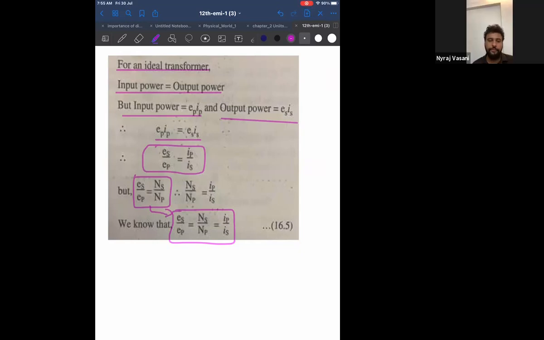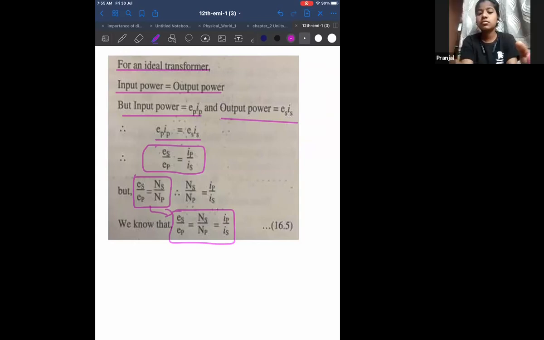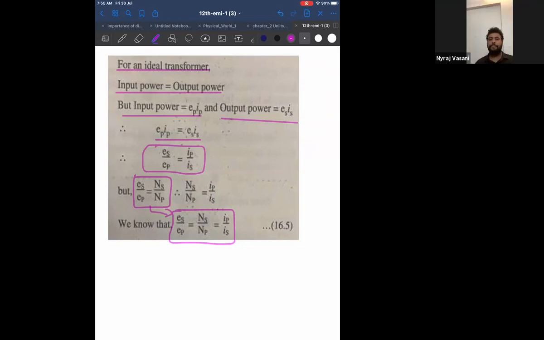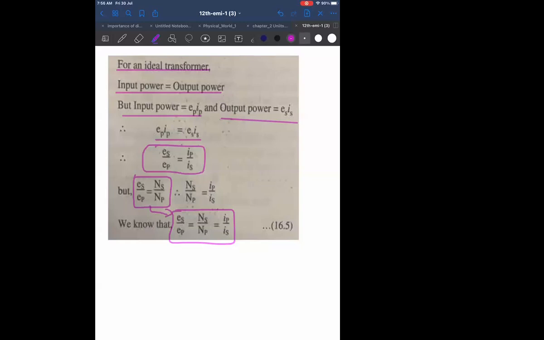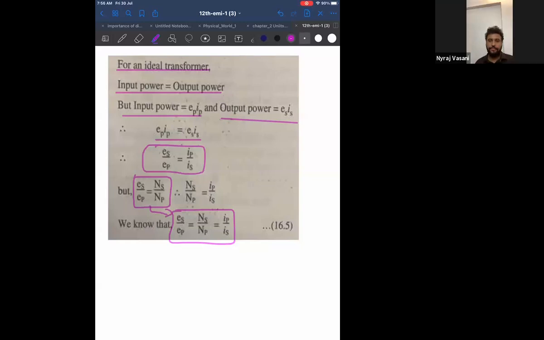What happened, Pranjal? How did you fall? Pranjal, can you hear me? Yes, sir. Cannot hear you. How did you fall? Still cannot hear you. Sir, I had fallen.